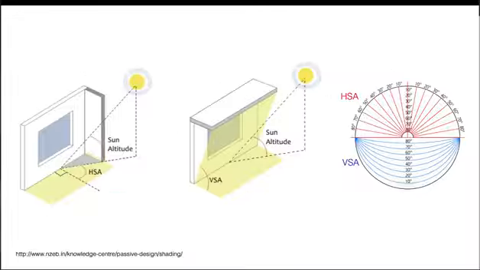So here's a little visual representation of each of these. You can see the HSA is a plan drawing, helps us determine the size of the fin we need, and the VSA is in section, helps us determine the size of the overhang we need. So remember, HSA is a fin, VSA is an overhang. So this is the first tool we need.